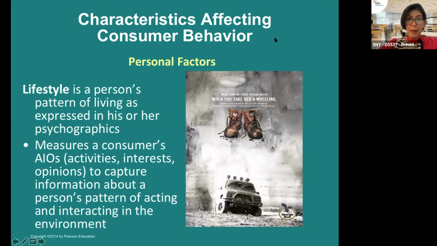Lifestyle, can anyone share and describe who they are in terms of lifestyle? How do you see yourself based on lifestyle? Let's see. Come on, ladies. Who are the ladies? Or anyone from the classroom, perhaps? Okay.